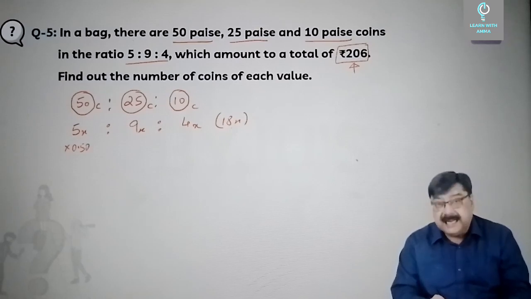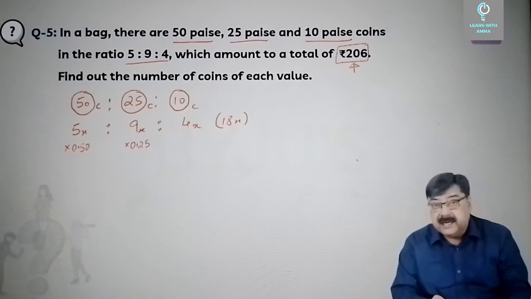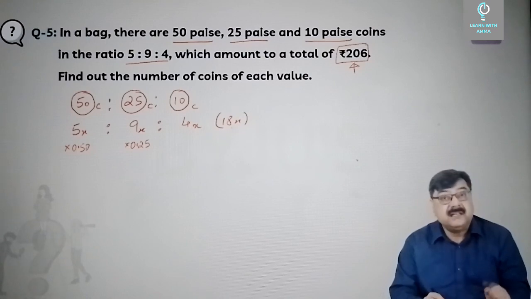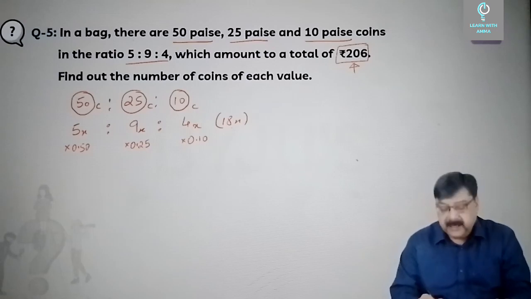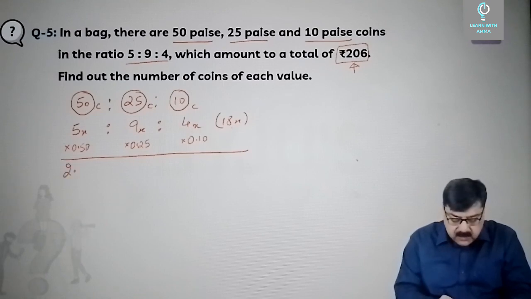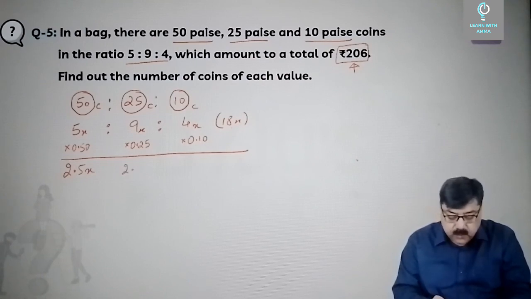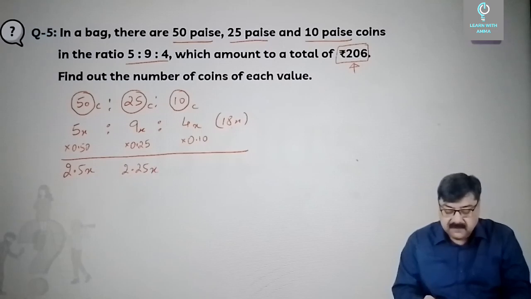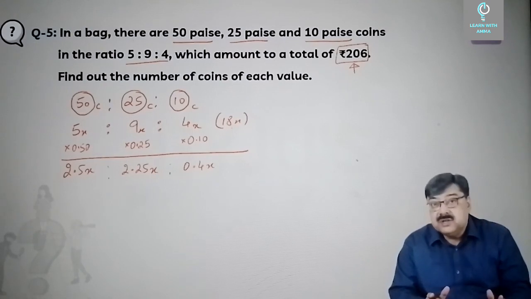25 paisa coins are 9x in number. So the amount will be 0.25 into 9x. And 10 paisa coins are 4x in number. So the amount that it works out to be through 10 paisa coins is 4x into 0.10. So in total, this is 2.5x, and 5x into 0.5. Now 9x into 0.25 is 2.25x and 4x into 0.1 is 0.4x.